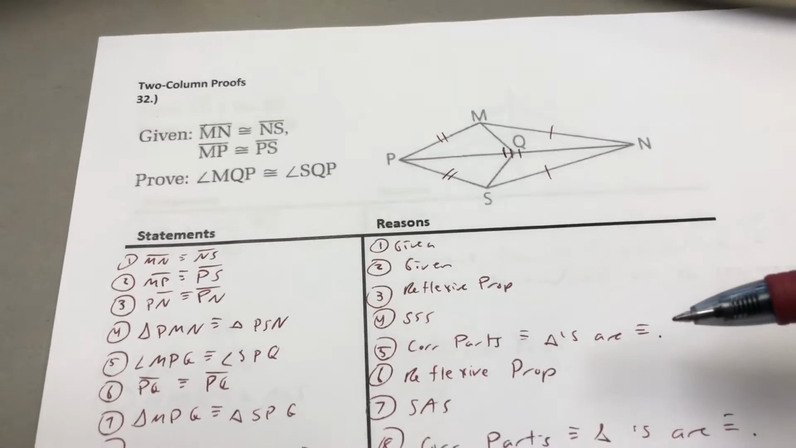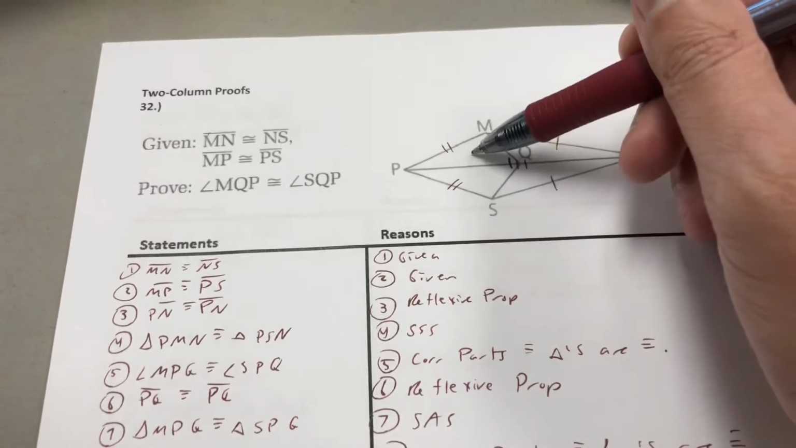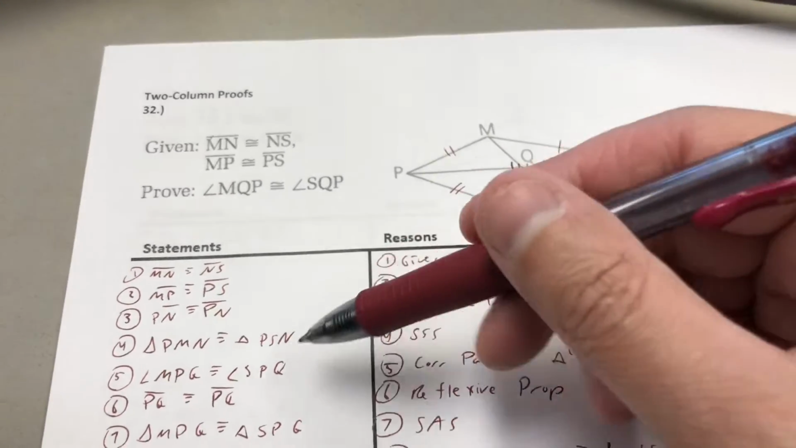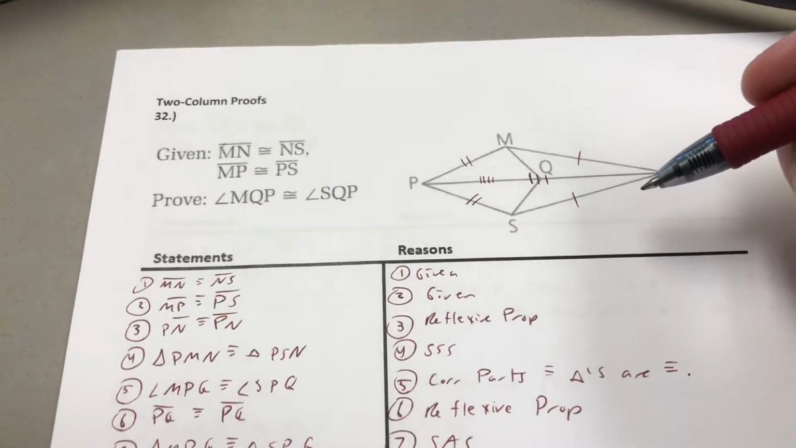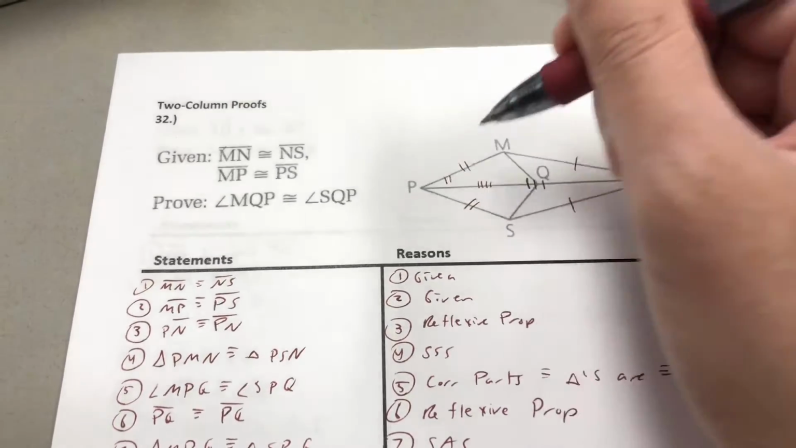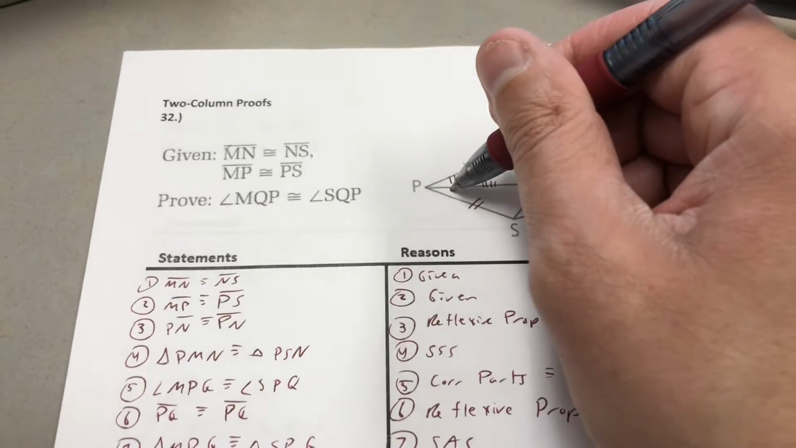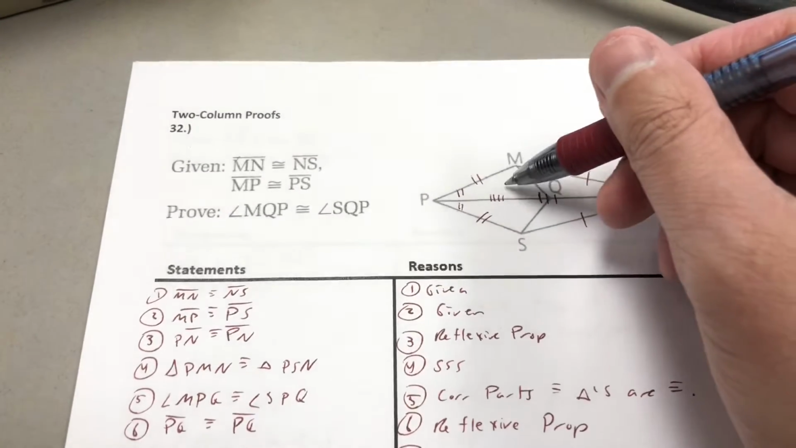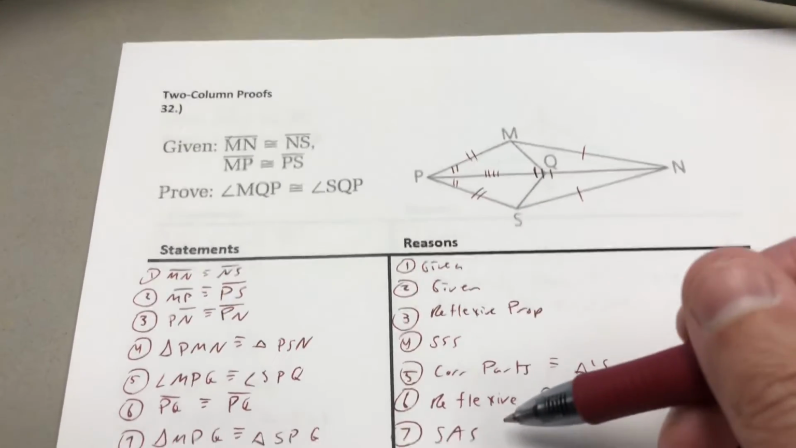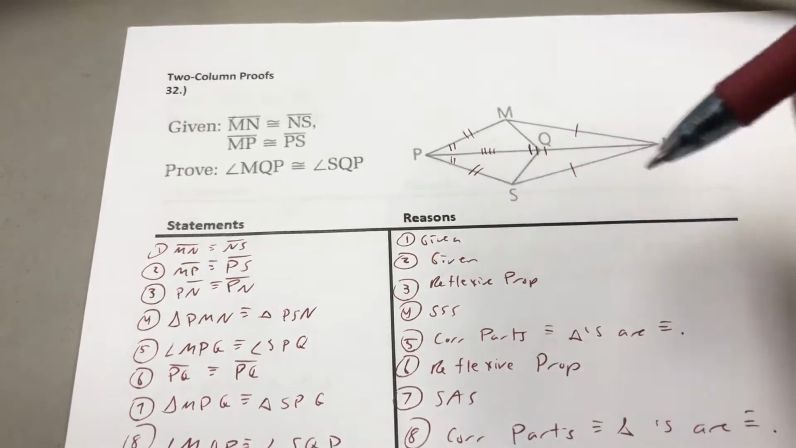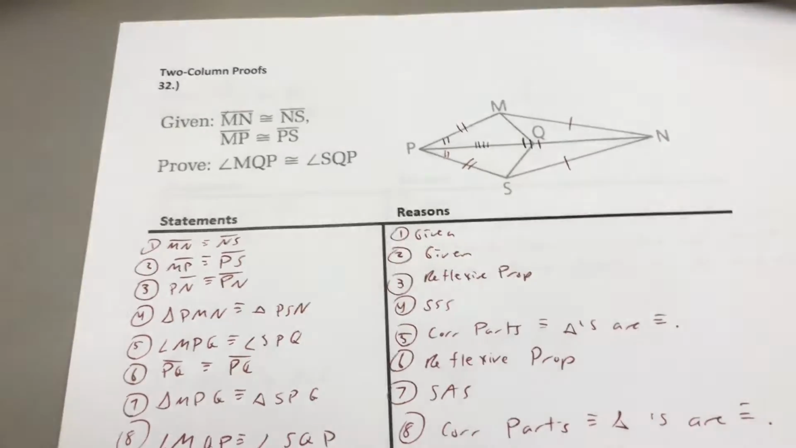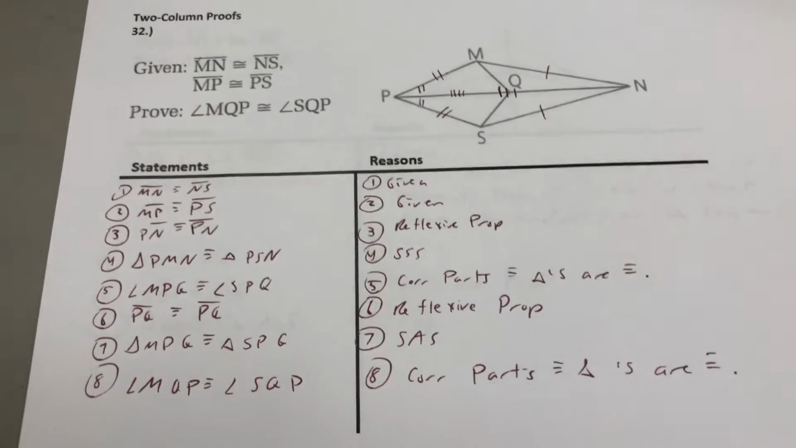Once those two triangles are congruent, I can prove these two outer triangles congruent. I did that by proving PQ congruent to PQ, and I did it by proving angle MPQ congruent to angle SPQ. And then I could get these two left side triangles congruent by side angle side, and that meant that angle MQP would be congruent to angle SQP because corresponding parts of congruent triangles are congruent.